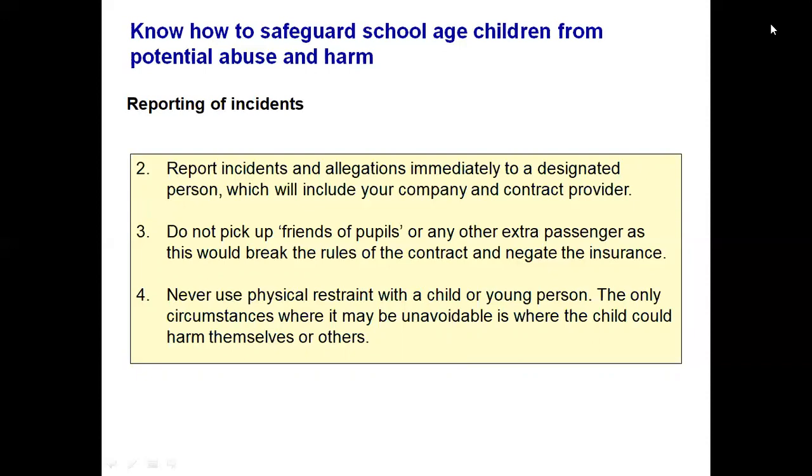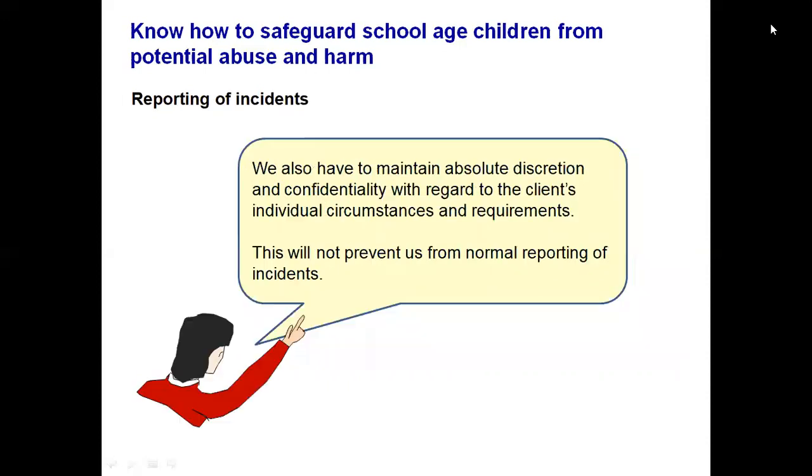We talked about defending yourself. We talked about limits of your authority. You must never use physical restraint on a child or a young person. However, the only circumstance where you can use physical restraint is where it's unavoidable. It's where the child could harm themselves or anybody else. So you must hold them firmly and do not use any more force than is necessary.